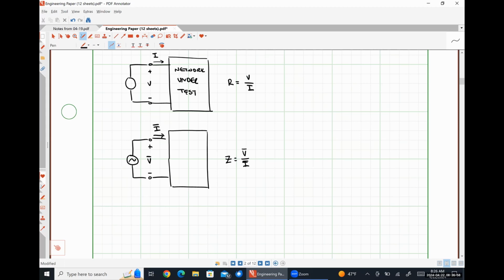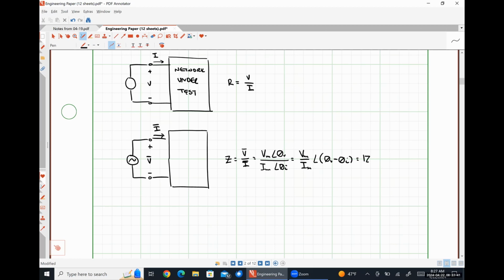Because Z is a ratio of two complex numbers, it must also be a complex number. That means we could express it in polar form or rectangular form. Let's look at polar form first. This is going to be Vm angle theta V divided by Im angle theta I. And knowing how to manipulate complex numbers, this gives us the ratio of Vm over Im with an angle of theta V minus theta I.